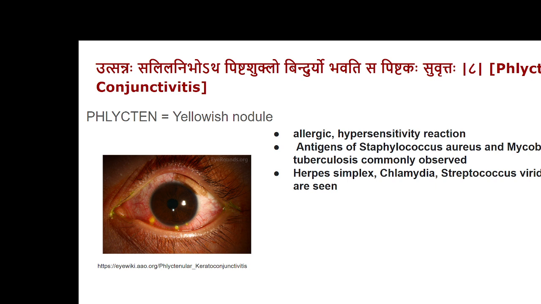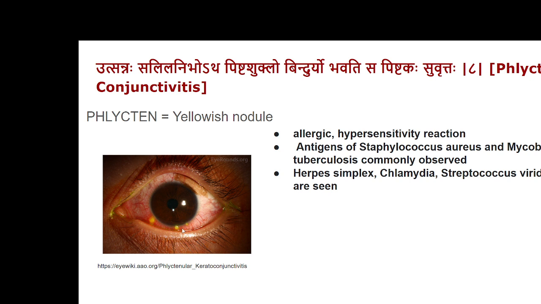Now, exactly the same phenomenon is seen in phlyctenular conjunctivitis. Phlyctenular conjunctivitis is mostly seen in patients with allergic sensitivity reactions, or it also can occur in patients who have systemic disorders like tuberculosis or staphylococcus infections, herpes, chlamydia. In such conditions, it can occur, presenting as a yellowish nodule. Usually, again, this is painless and asymptomatic, except that occasionally it may produce some conjunctival irritation and reddish discoloration around.